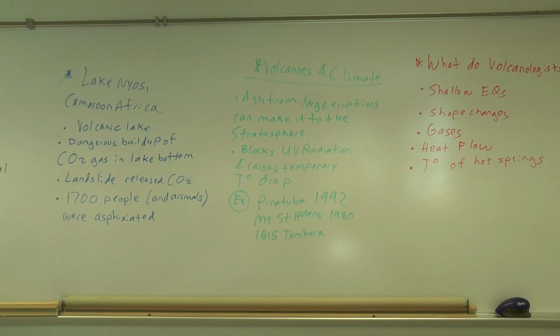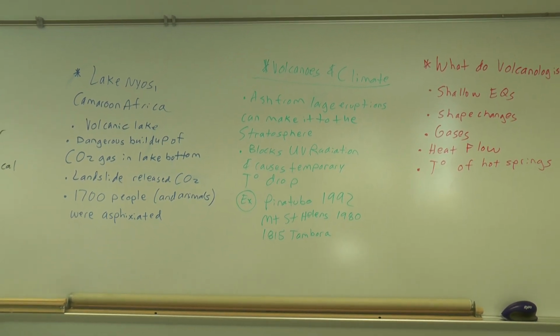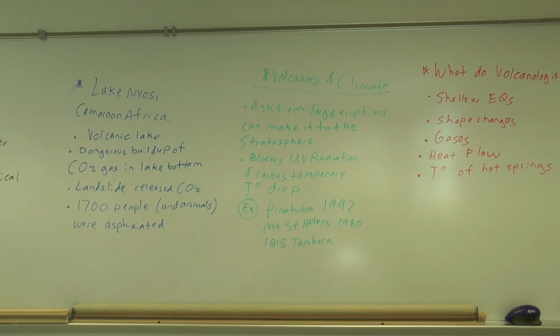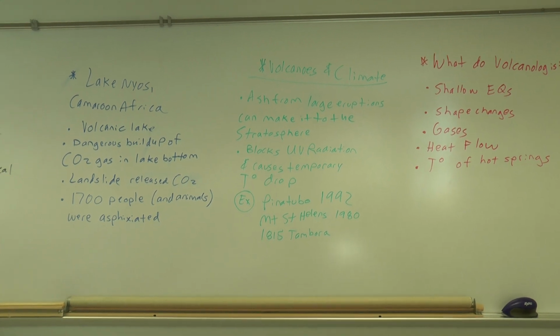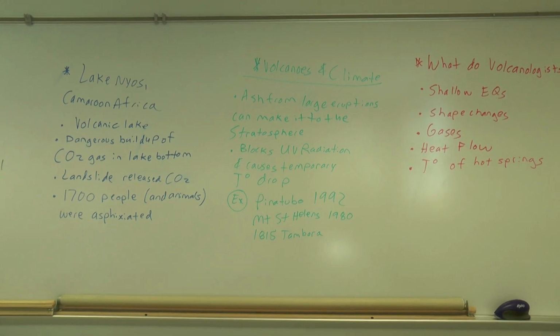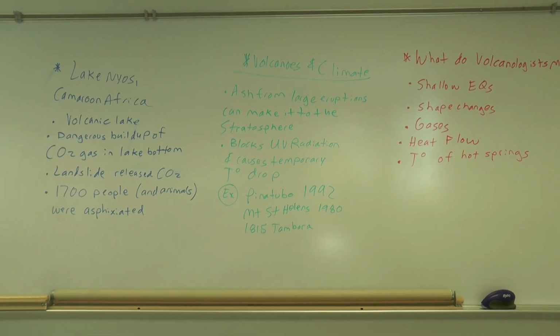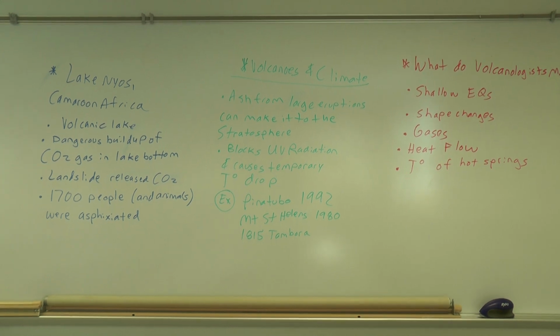Okay, volcanoes and climate. So ash from large eruptions. Normally this is from stratovolcanoes, but occasionally from shield volcanoes, like in Iceland. Ash from very large eruptions sometimes can make it into the stratosphere. Not always, but sometimes. What's important about that is that we live in the lower layer, the troposphere, and the weather occurs in the troposphere, and the stratosphere is above.